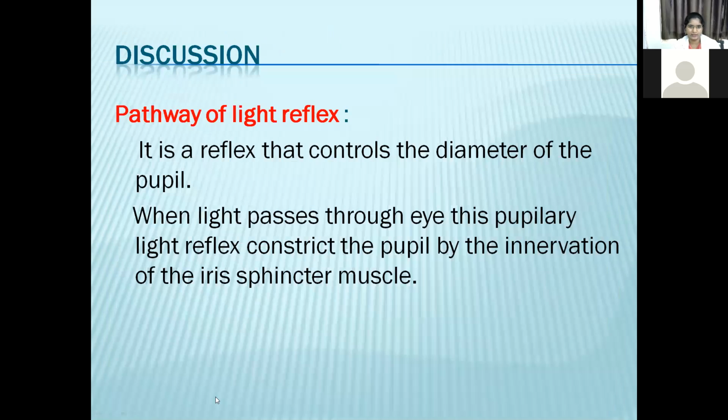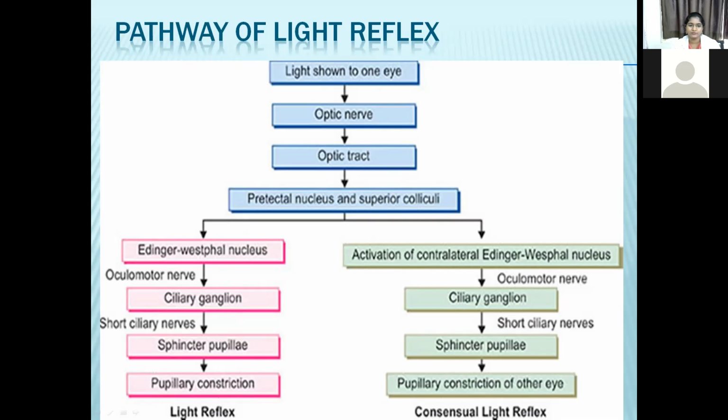So this is the direct light reflex. After the stimulation of the optic nerve and optic tract, it also activates the contralateral Edinger-Westphal nucleus. This is the indirect light reflex. It acts on the ciliary ganglion and sphincter pupillae, and on the short ciliary nerves. It causes constriction of the pupil, so it also produces miosis. This is called the consensual light reflex or indirect light reflex. This is the pathway of the light reflex.